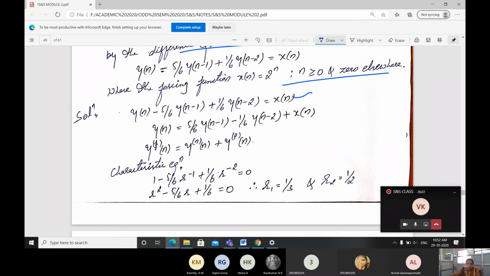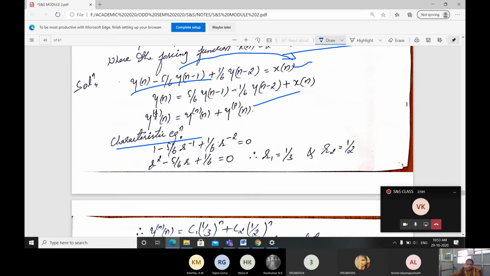So y of n is equal to, just shift all the parameters to this side. Then y of n is equal to natural function plus particular solution. After this, you have to take the characteristic equation, for this n will be 0 for the homogeneous equation. Here I wrote it directly. The characteristic equation is going to be 1 minus 5/6 r^(-1) plus 1/6 r^(-2) is equal to 0.